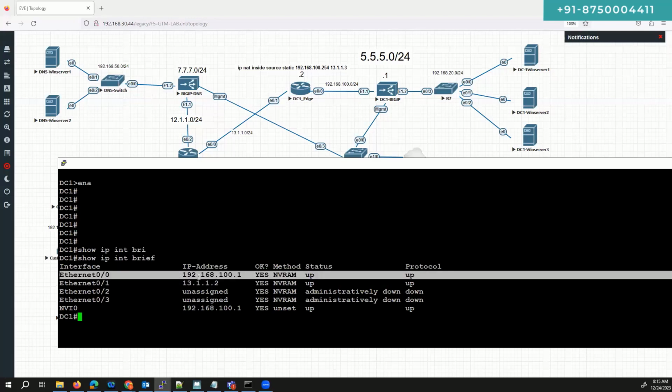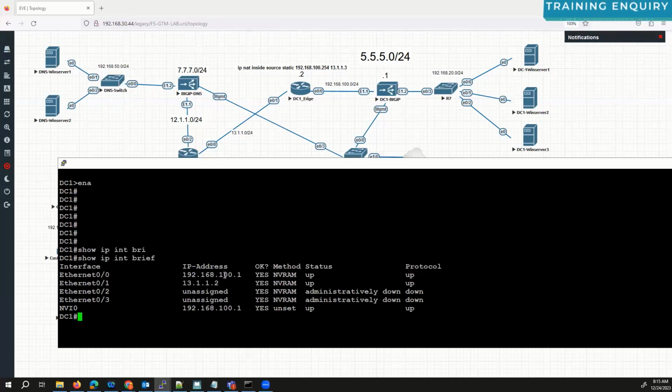And 0/0 has a private IP address, because internally I'm using a 100.0.0.0/24 subnet between the DC1 edge router and the BIG-IP. So there is a BIG-IP and a DC edge router. On the DC1 BIG-IP, the 1.1 interface is the outside interface. The IP subnet we are using here is 192.168.100.0/24, and 100.1 is being used here on the edge router.